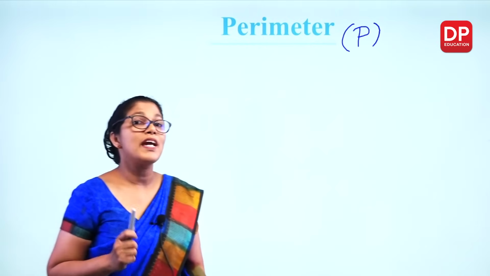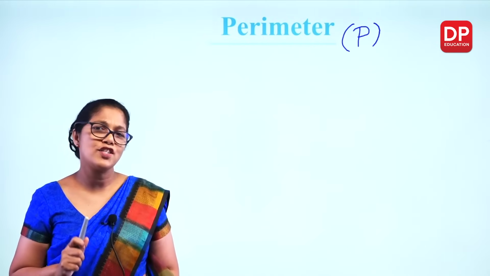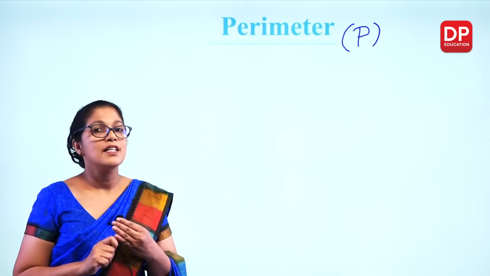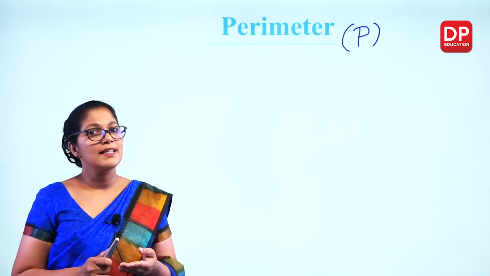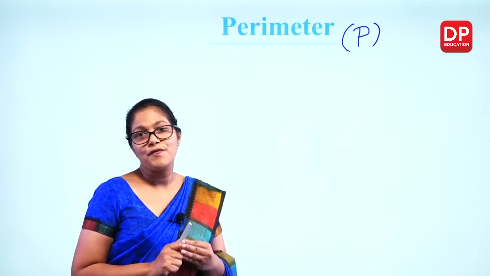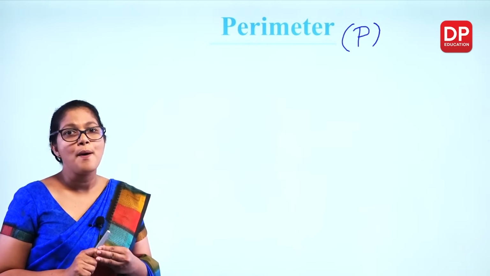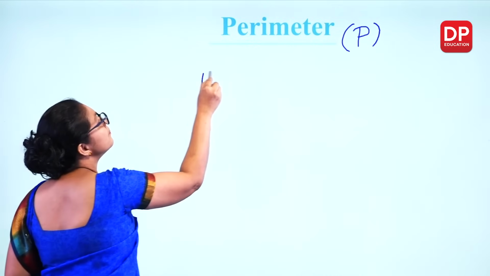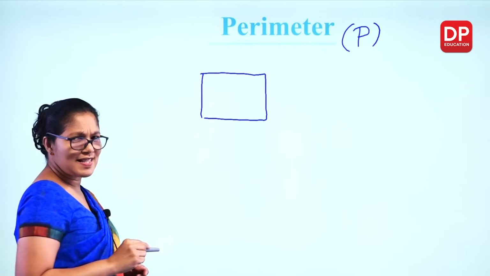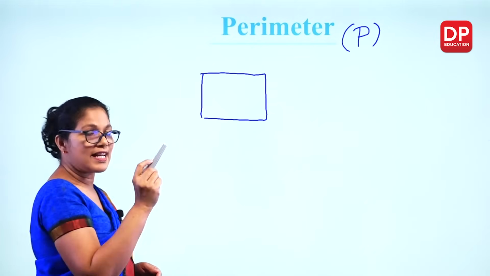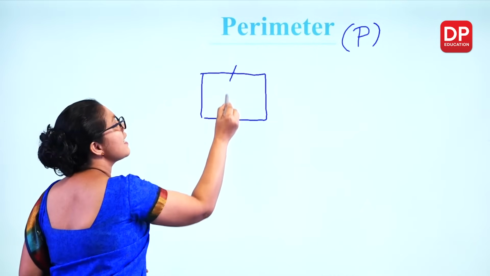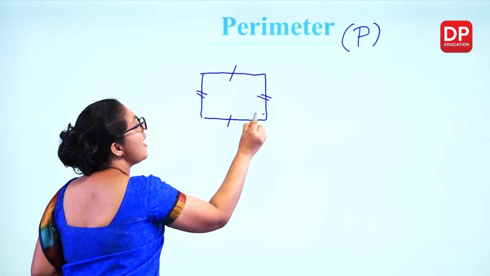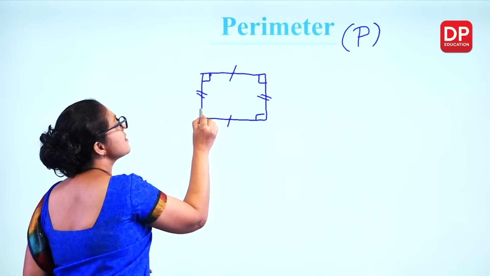In geometry, you get different shapes. What are the shapes that you know? You know rectangles, squares, circles, triangles. So, we'll see those figures and try to find out the perimeter. So, we'll take one shape. What is this shape? This is a rectangle. So here in a rectangle, opposite sides are equal and angles are 90 degrees.